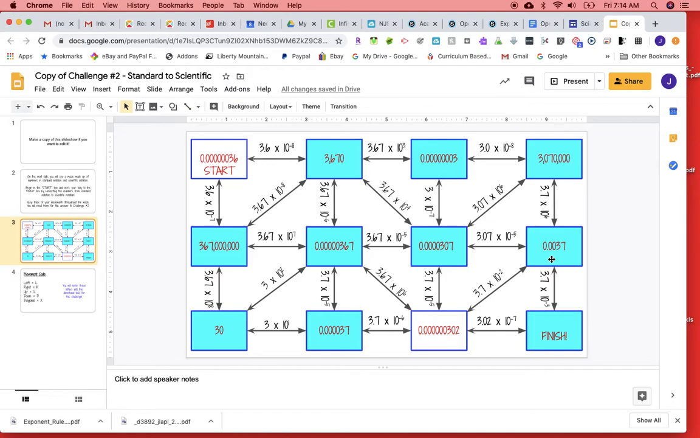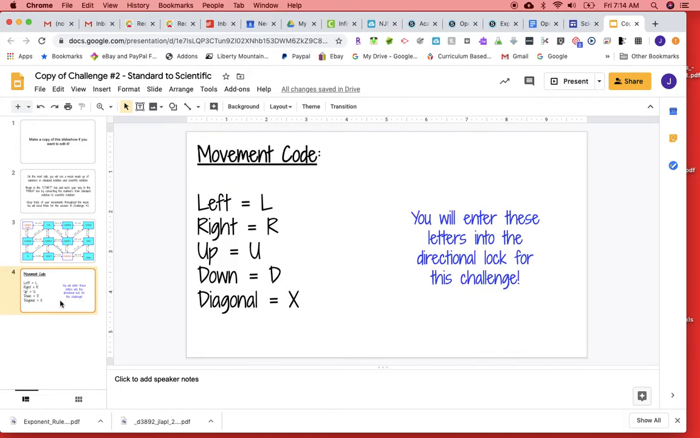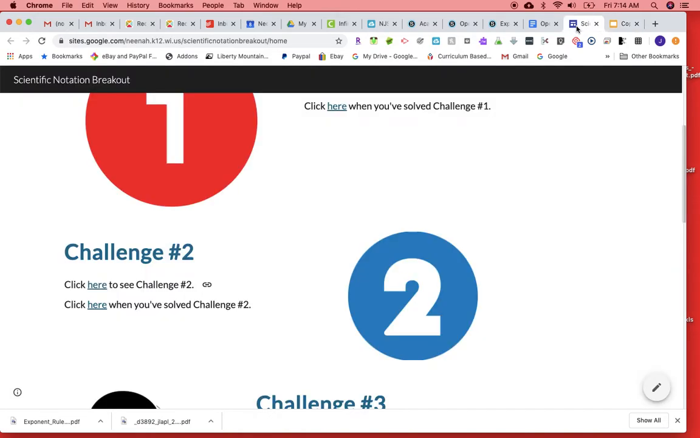So our letters should be: we went down, so D, D, R, U, U, R, R, X, R, and D. All right, so we're going to enter those into the directional lock in this challenge. So let's go back to our challenge. It says click here to solve the challenge.